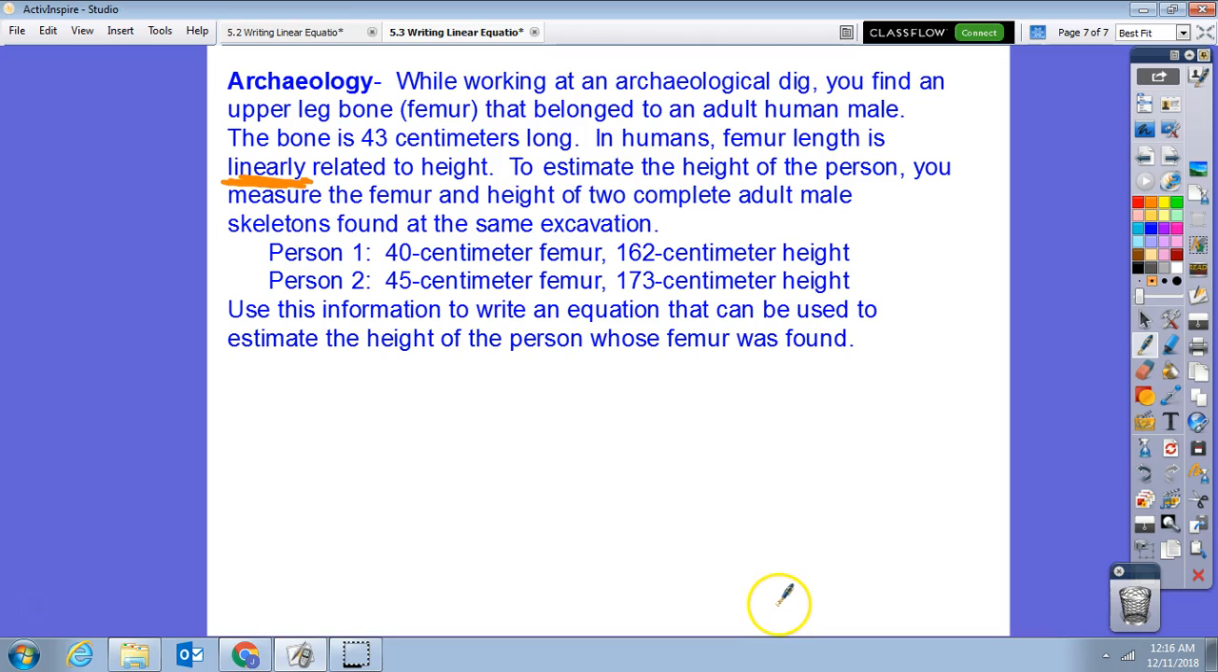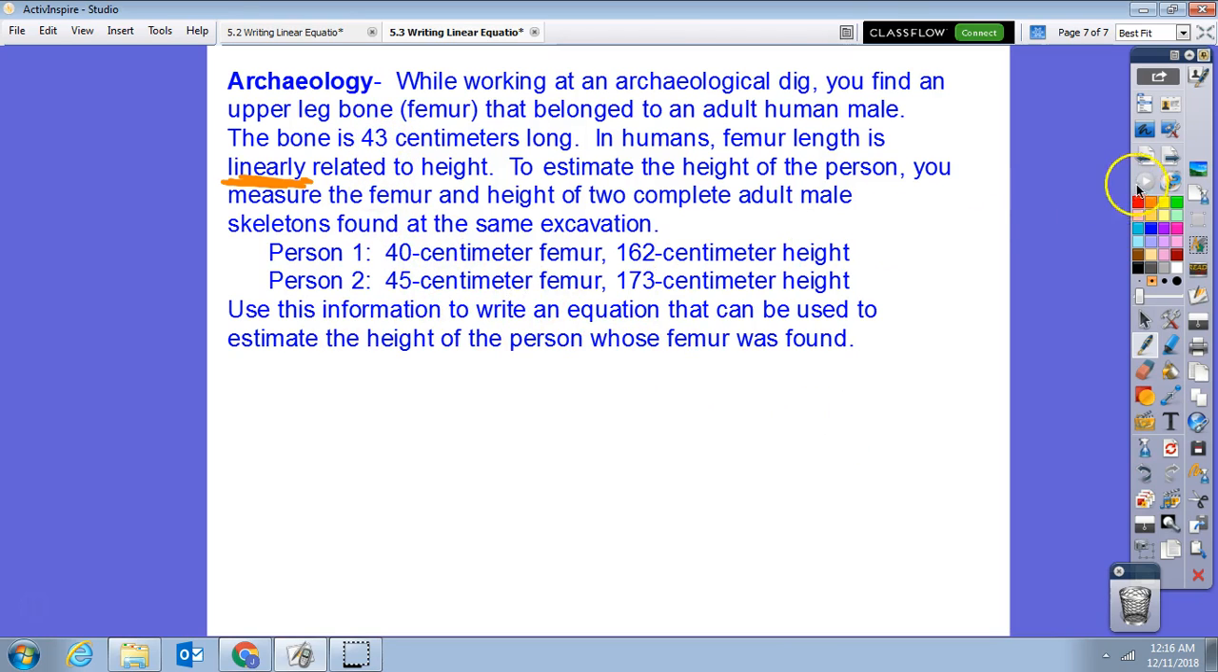To estimate the height of the person, you measure the femur and the height of 2 complete adult male skeletons. So you found just this guy's femur. You measure these 2 people, their complete skeleton, to find how tall this guy is. So you're going to use these 2 skeletons found at the same excavation site, person number 1 and person number 2, to use this information to write an equation that can be used to estimate the height of this guy. So you use what you know to find something you don't know.